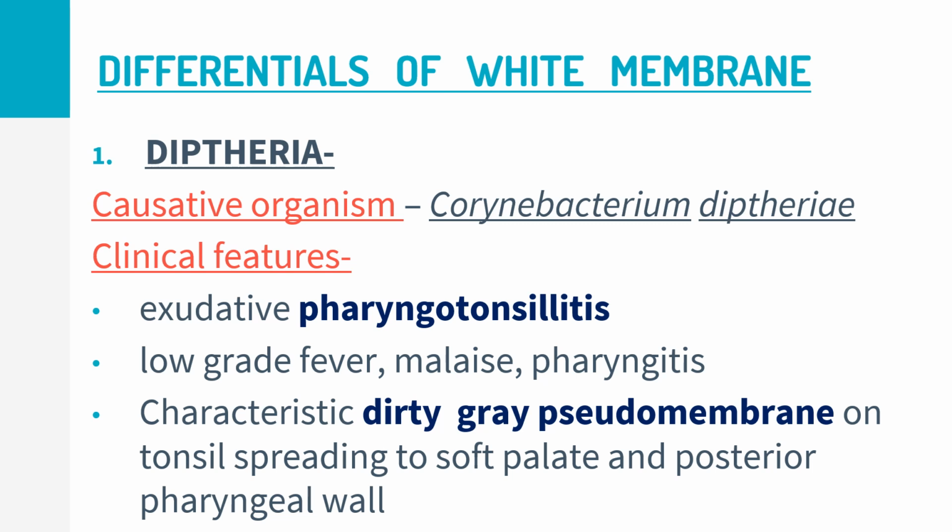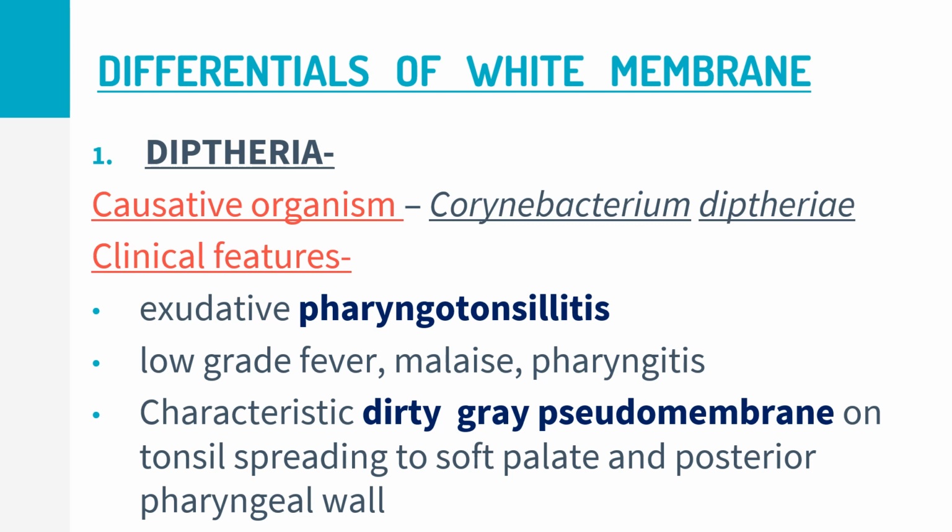So the first differential is diphtheria. It is caused by the organism Corynebacterium diphtheriae. It is a gram-positive bacterium which has a peculiar pattern of arrangement, which we also know as the cuneiform pattern or the Chinese letter pattern. This is commonly seen in children, and usually these children are unimmunized, and this condition is quite rare nowadays because of the rapid immunization.